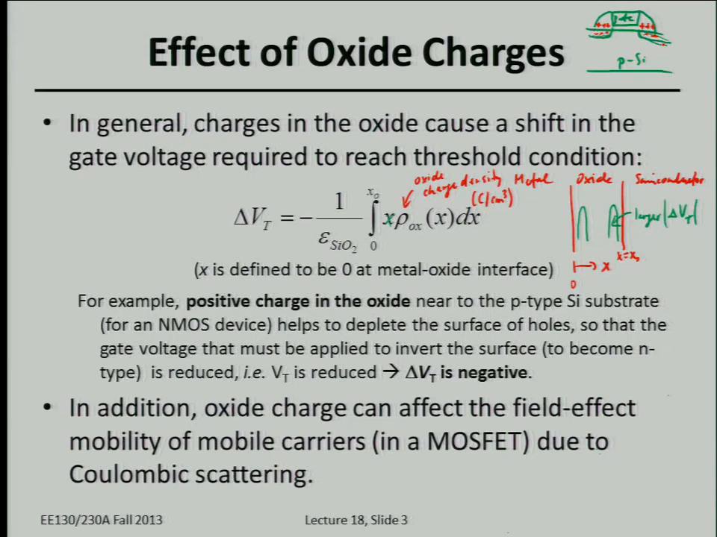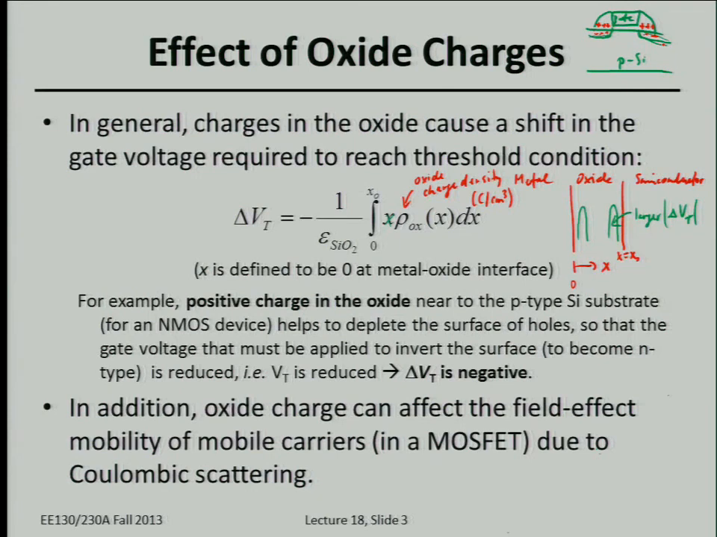Okay, great, good questions. So bottom line is you just used a simple equation to determine what the influence of oxide charge is on the threshold voltage. So that's a major effect of oxide charge.